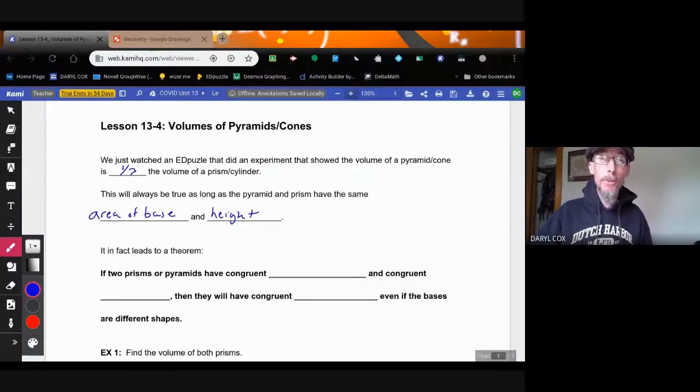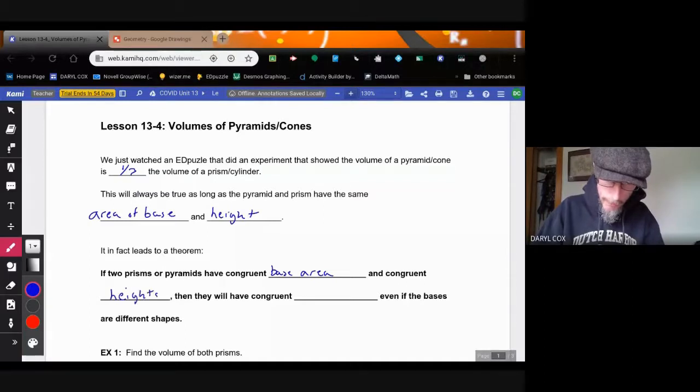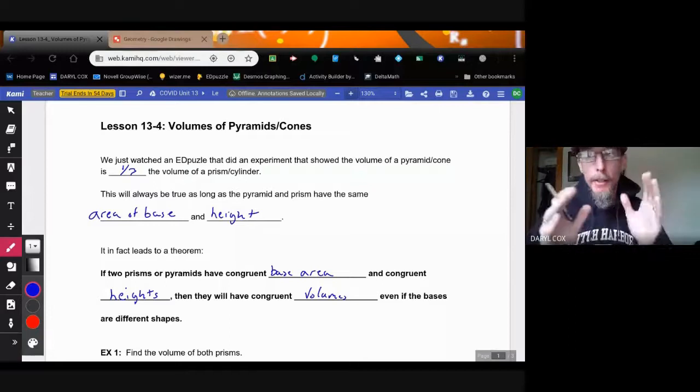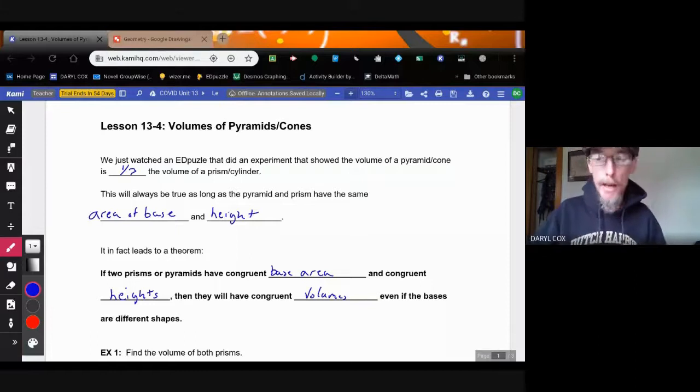In fact, this leads us to a theorem that shows you don't even have to have the exact same shape. You just have to have the same base area. So if two prisms or pyramids have congruent base areas and congruent heights, then they have congruent volumes, even if the bases are different. So two pyramids that have the same base area and the same height are going to have congruent volumes. Two prisms that have the same base areas and the same heights are going to have congruent volumes.